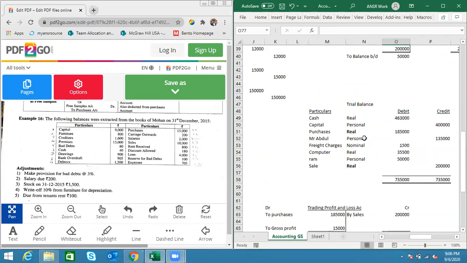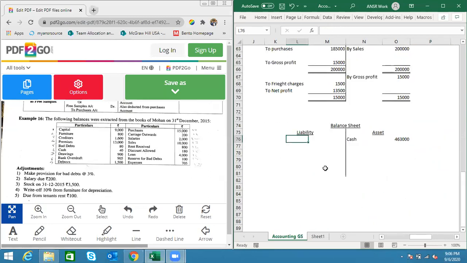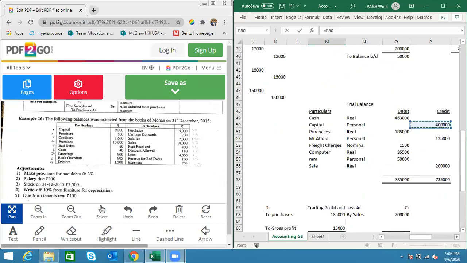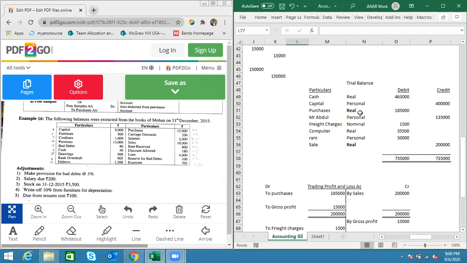Let's come to the next one, which is a personal account, capital. It has a credit balance. So if it has a credit balance, then it is a liability. I'll put it in the liability side. You can see very simply we are doing it because we have already introduced a lot of concepts before this. I'll put the balance of it here. Let's go to the next item. Next item is purchases. Even though that is real, we have already covered it in the trading and profit and loss account. So we are not going to cover that anymore. Makes sense?